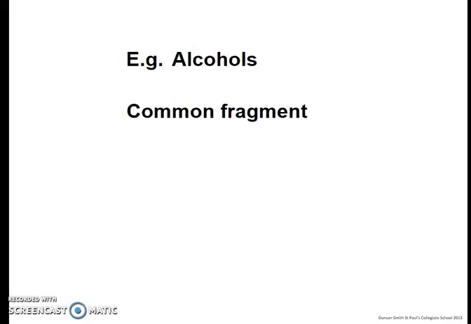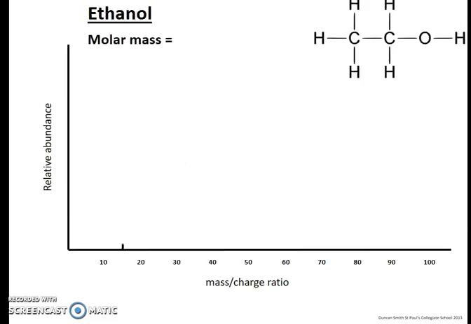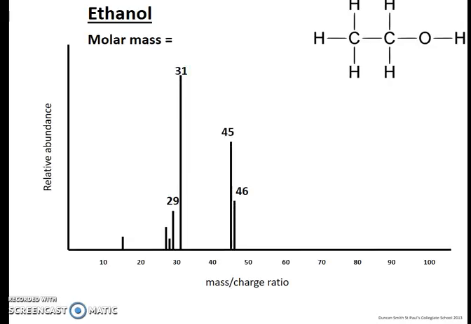Now with alcohols, we have our OH group, and that has a mass of 17. The other thing you have is a CH2OH group, which sometimes you will see also, and that has a mass of 31. So that common fragment of 31 represents a CH2OH. So in this molecule, the molar mass of ethanol is 46. We can lose a hydrogen, we get the peak of 45. So that hydrogen off the OH is often an easy loss off an alcohol.